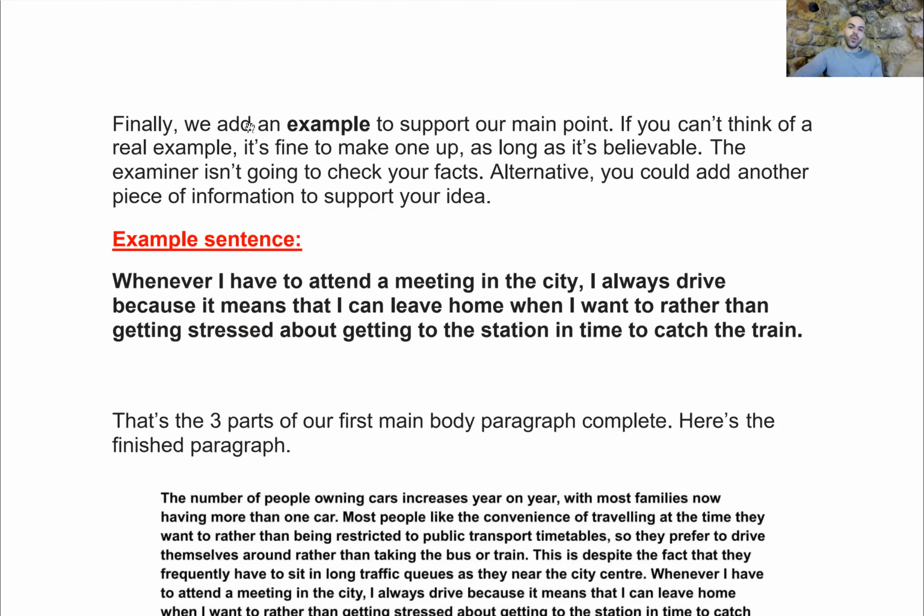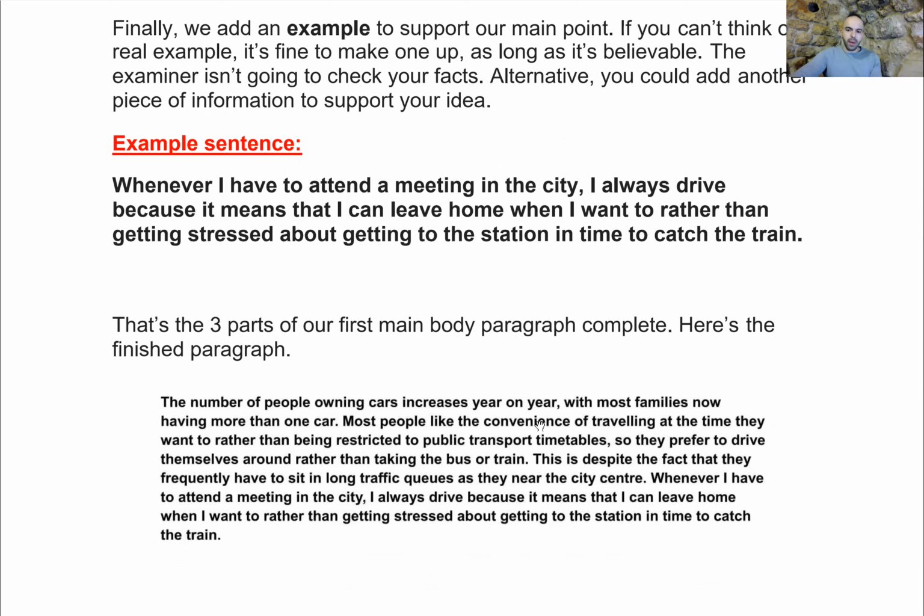Okay. Finally, we add an example to support our main point. If you can't think of a real example, it's fine to make one up as long as it's believable. So the examiner is not going to check your facts. Alternatively, you could add another piece of information to support your idea. So let's see the example sentence. Whenever I have to attend a meeting in the city, I always drive because it means that I can leave home when I want to, rather than getting stressed about getting to the station in time to catch the train. So that's the three parts of our main body paragraph complete.